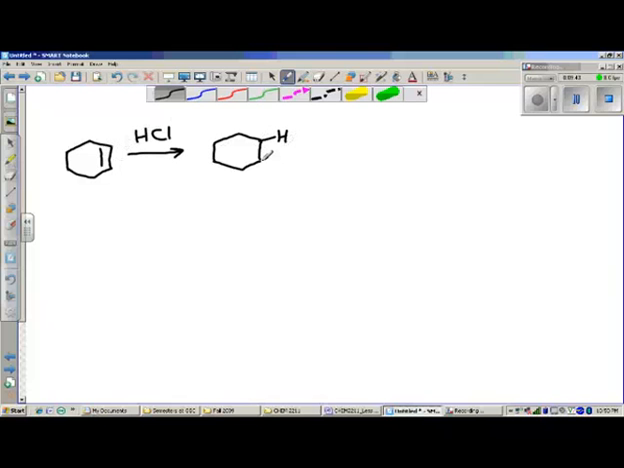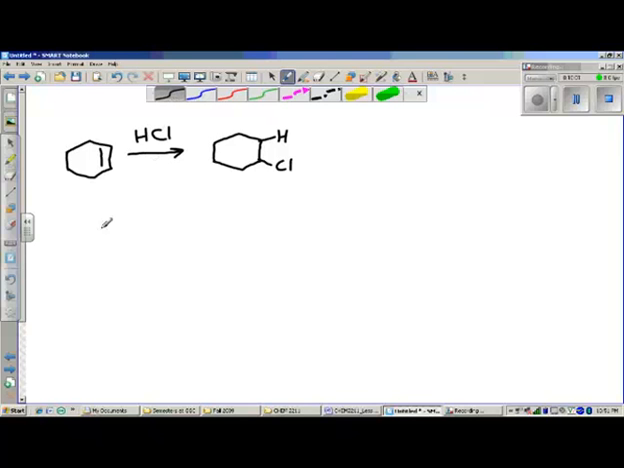So I could say, well, there's one product, and the other one could be where I switch the H and Cl, but in that case, the alkene's symmetrical to begin with. The product would be the same either way. So we can't apply Markovnikov's rule. This is the only product that we would get.